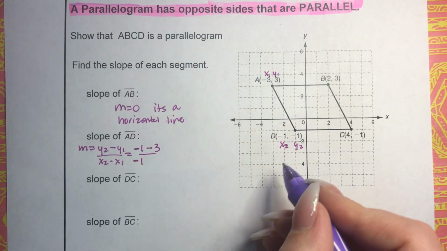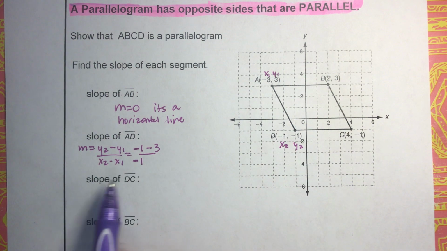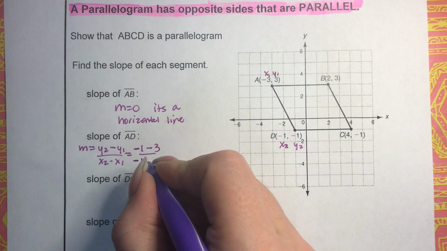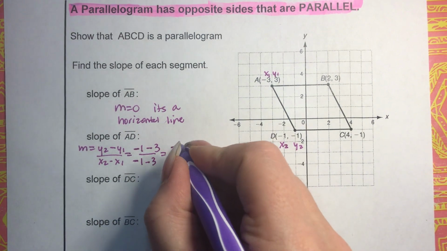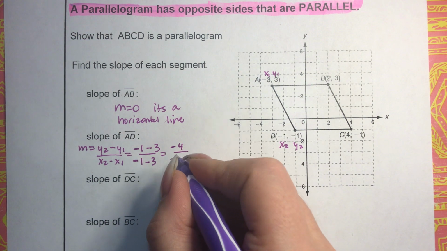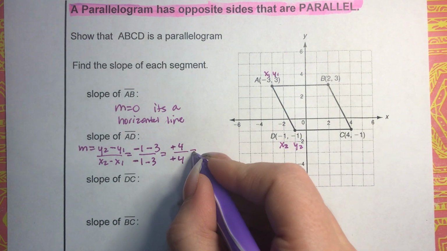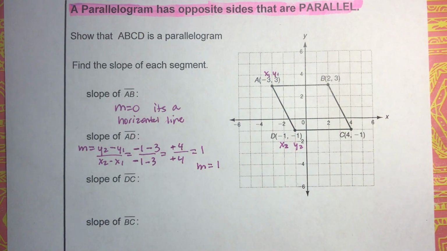So this is really how I want you solving your problems, okay? I want to see that slope formula. I want to see that original equation. Plug it all in. X1 is -3. Then we have -1 minus 3 is -4. Negative divided by negative is a positive. 4 divided by 4 is 1. Whew! That means the slope is equal to 1.